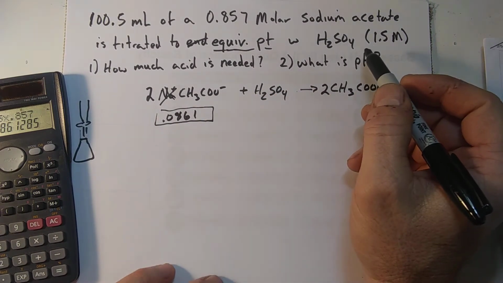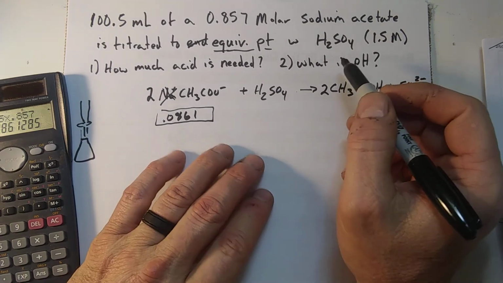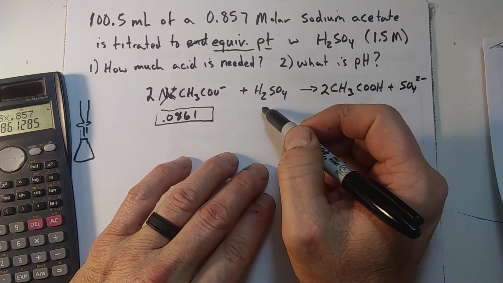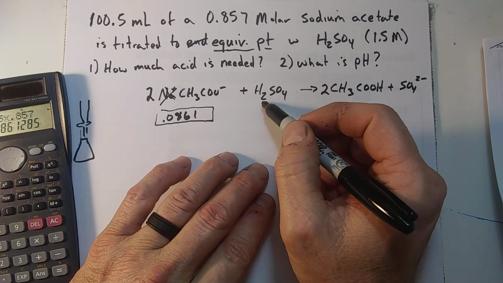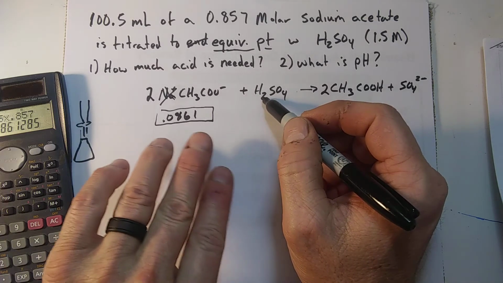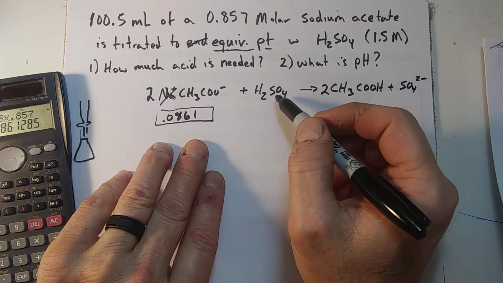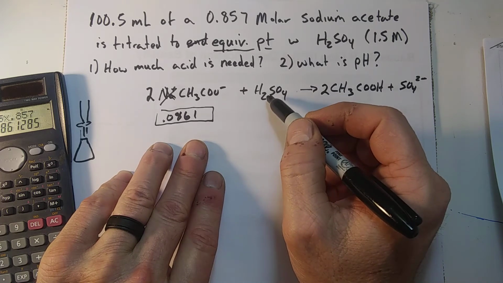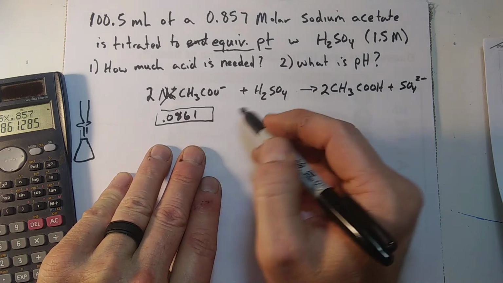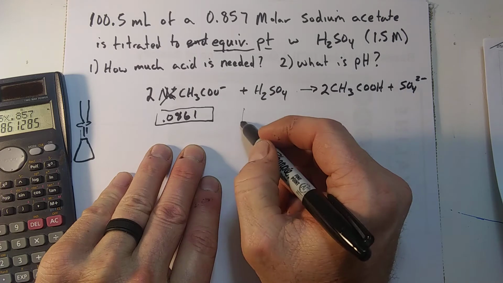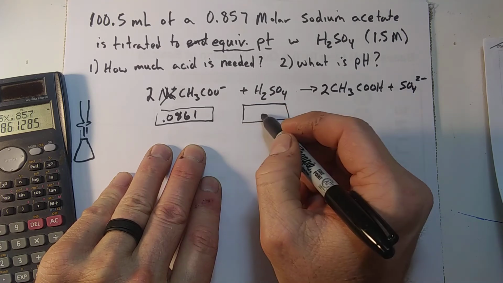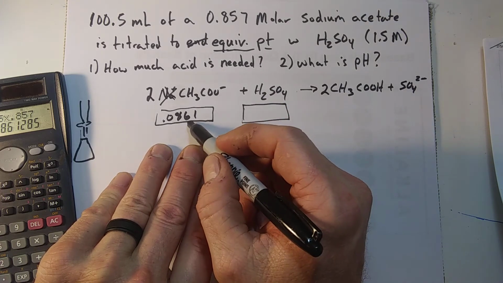And it's titrated to equivalence point, meaning that we need to have the number of these protons equal to this number. Well, for every 1 sulfuric acid, I get 2 protons. So I'm going to cut this in half and say that's going to be the number of moles of sulfuric acid I need, this divided by 2.